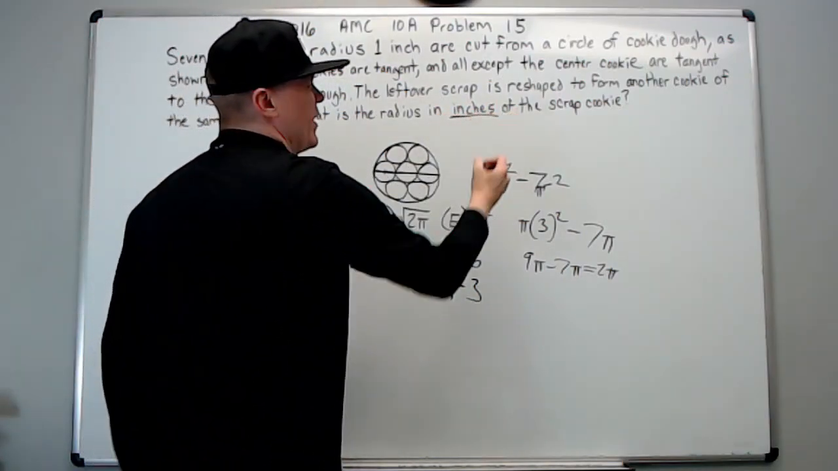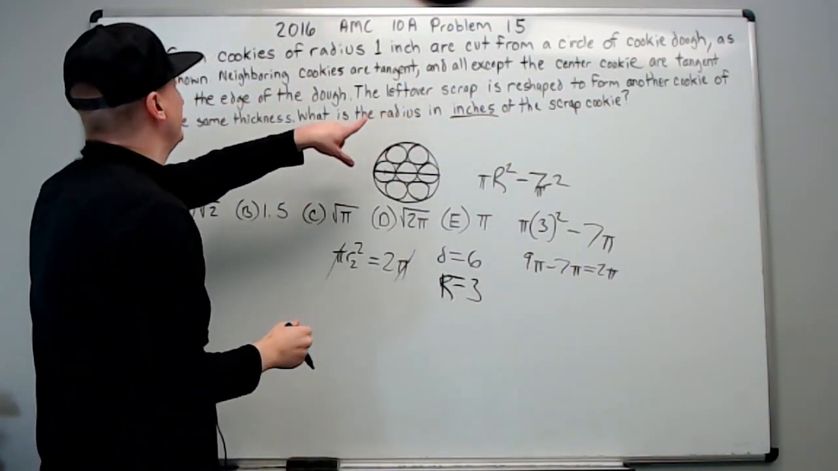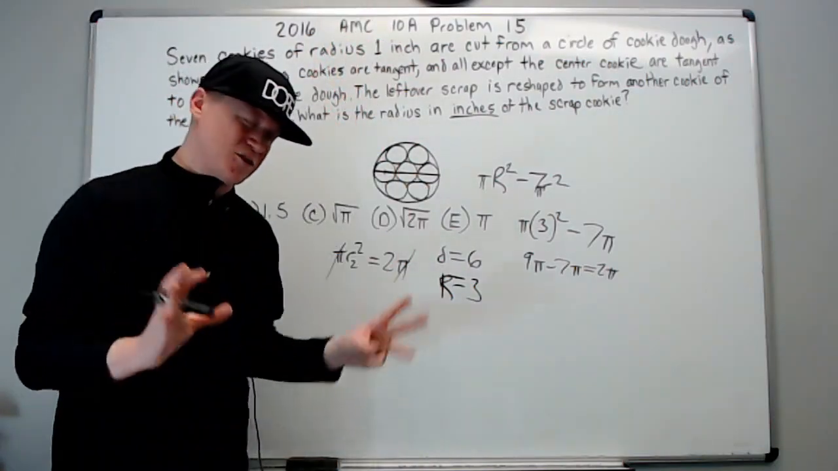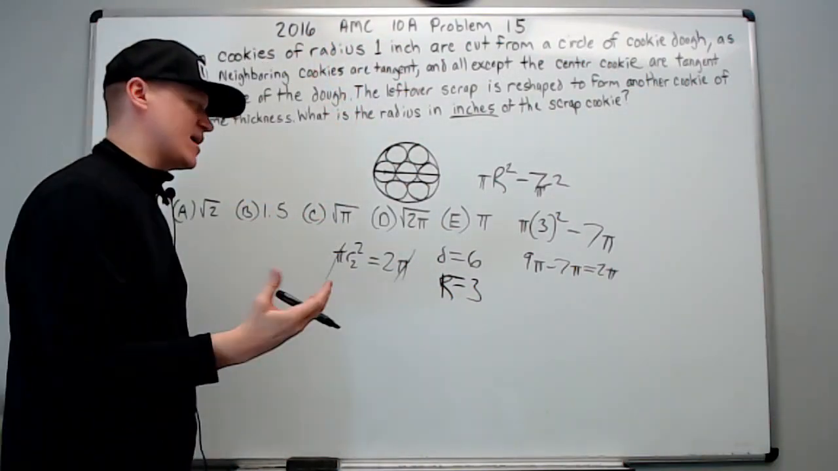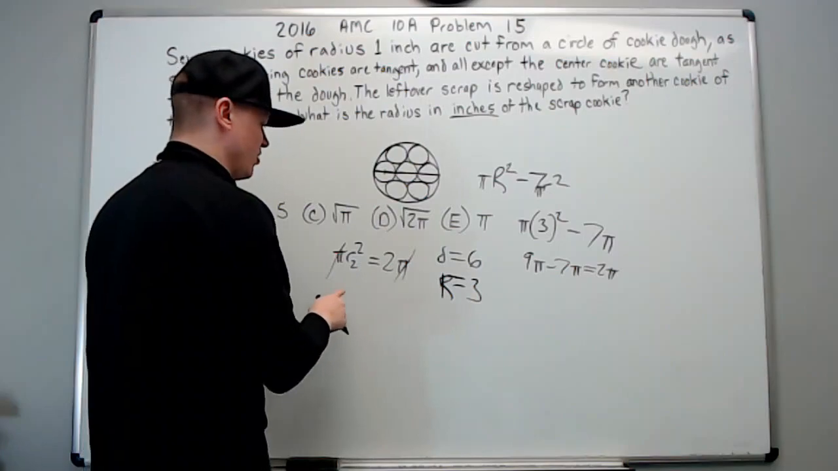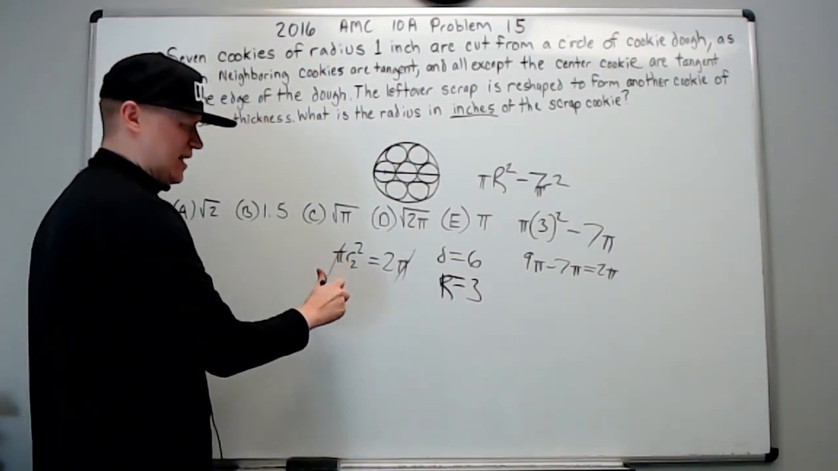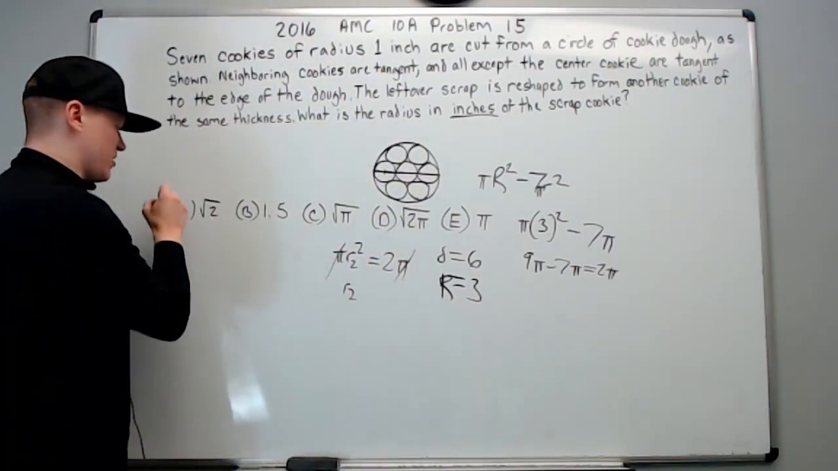Also, pause for a second. Wait, are they trying to trick us? Was it inches in the beginning? Yes, 1 inch. Okay, they're not trying to trick us. Thank gosh. One of the few times they're not trying to trick us. So we want to square root this, and you're going to get, I don't even have to write it. It's the square root of 2.